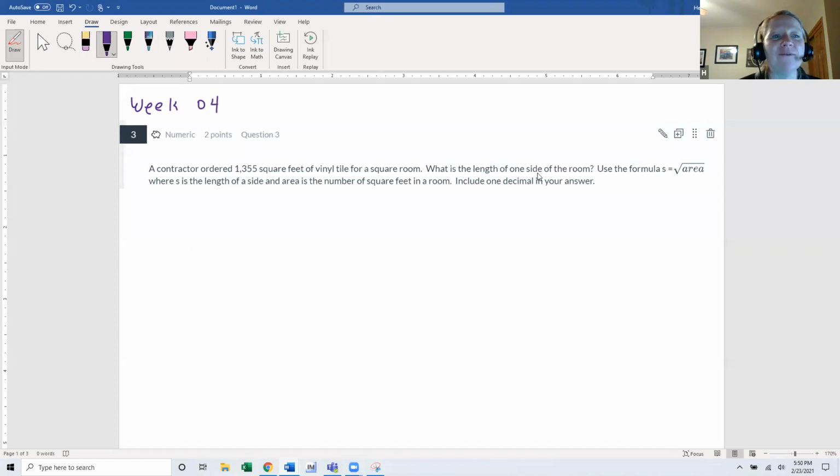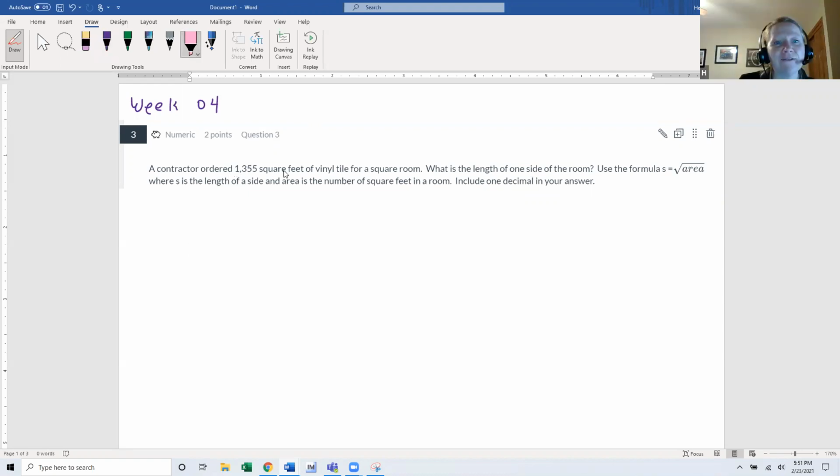of area, where S is the length of a side and area is the number of square feet in the room. Include one decimal in your answer. So what do we know? A contractor ordered 135 square feet of vinyl tile for a square room.